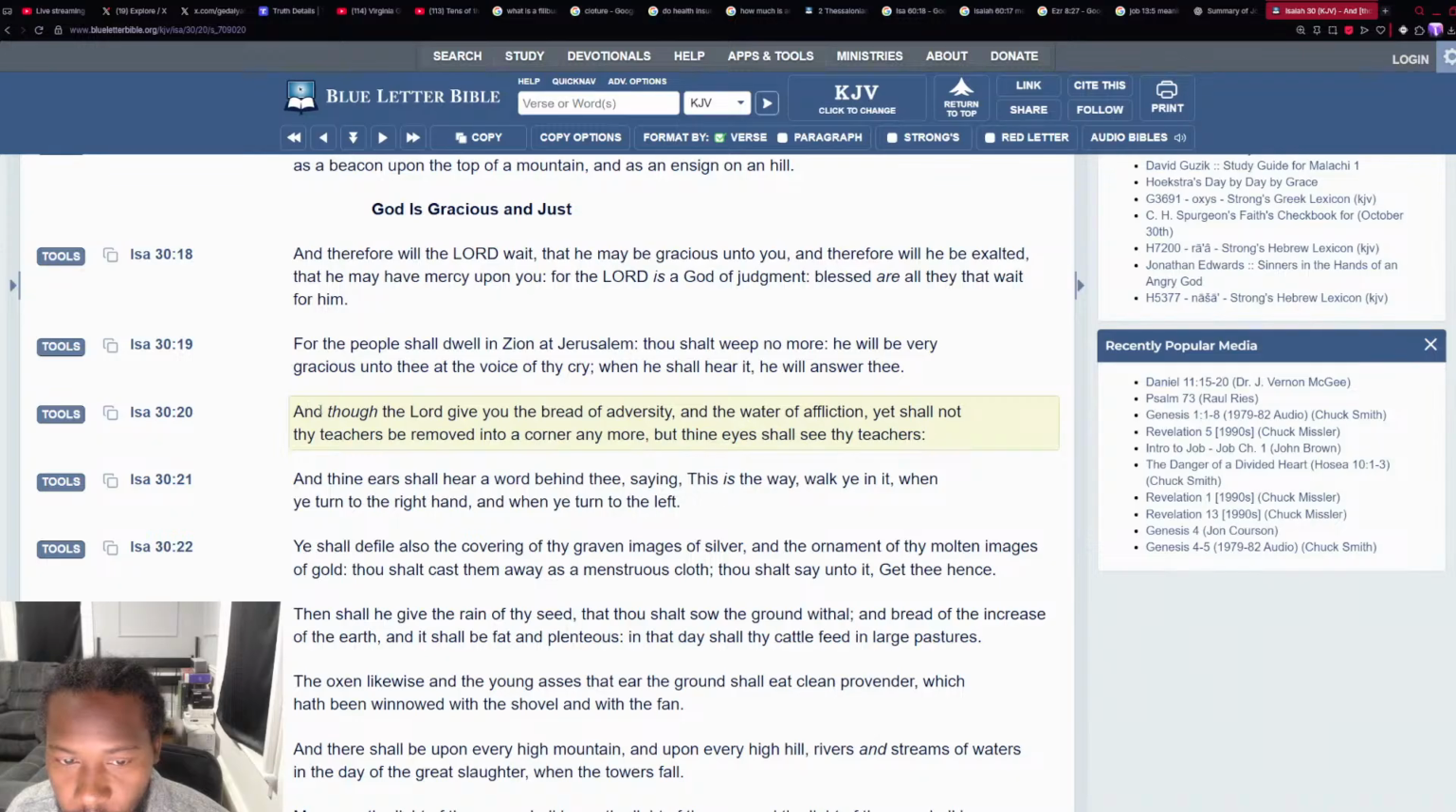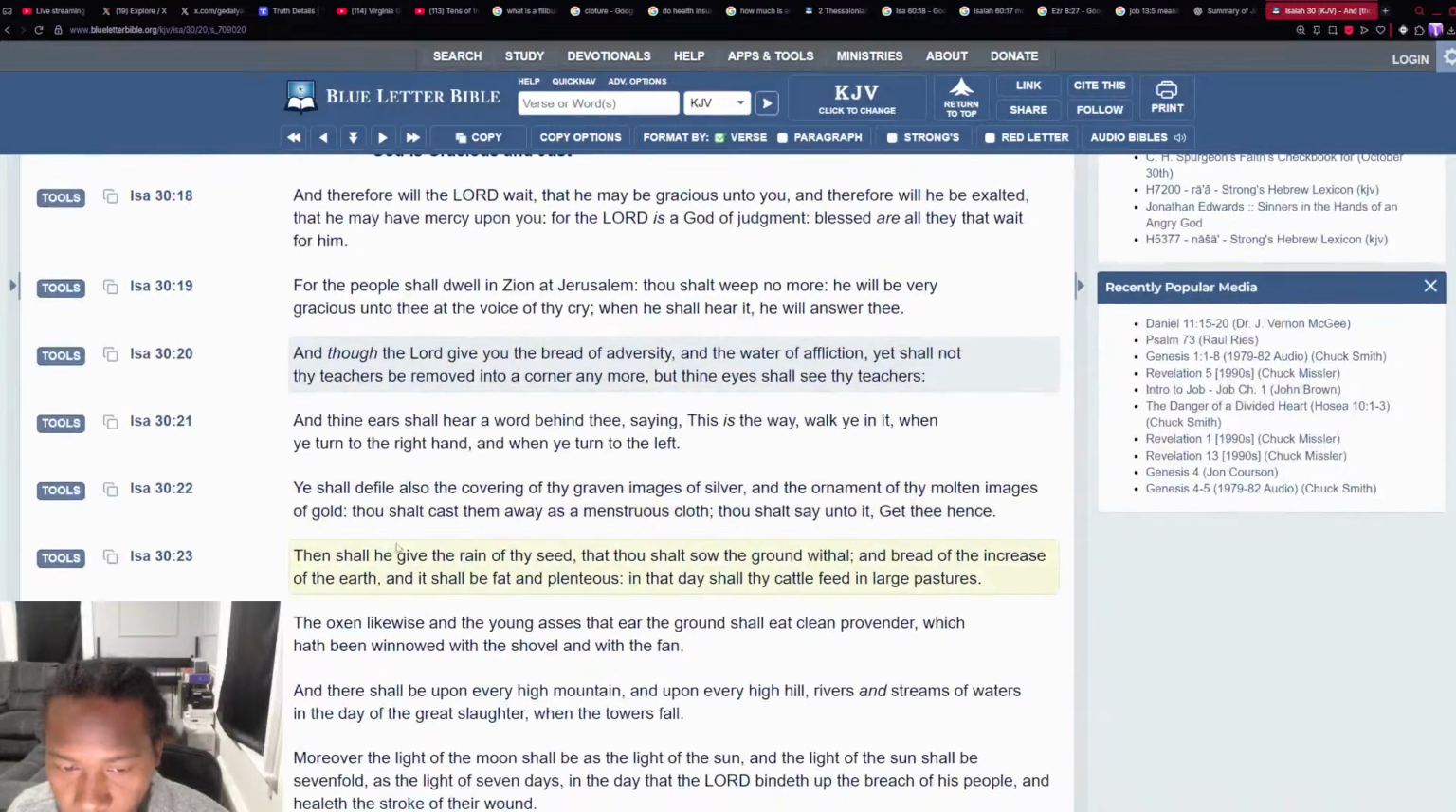And though the Lord give you the bread of adversity and the water of affliction, yet shall thy teachers not be removed into a corner any more, but thine eyes shall see thy teachers. And thine ears shall hear a word behind thee, saying, This is the way, walk ye in it, when ye turn to the right hand, and when ye turn to the left.